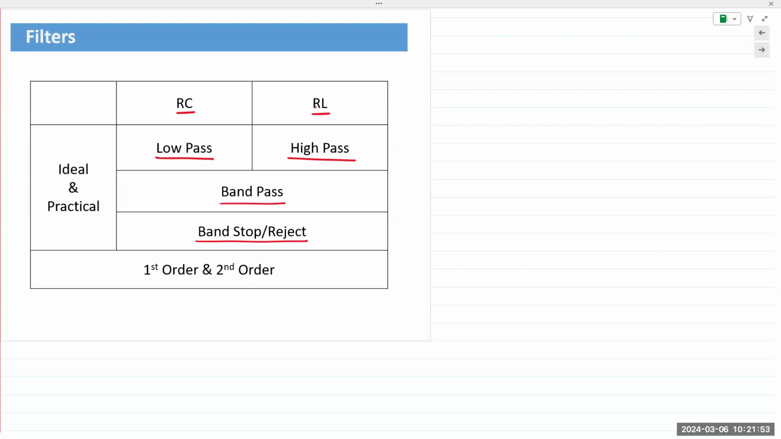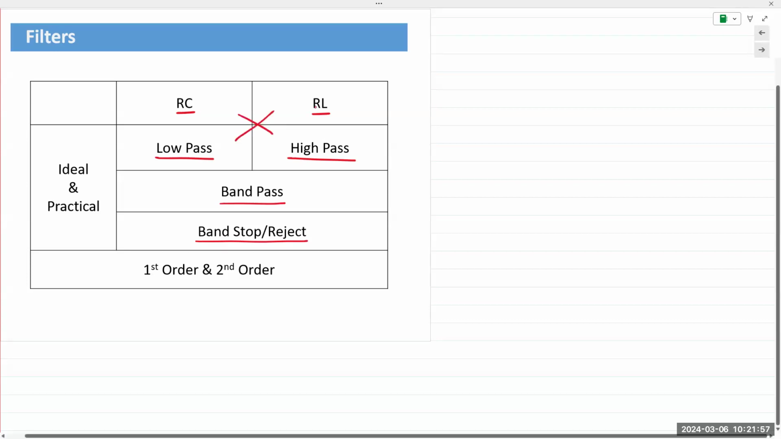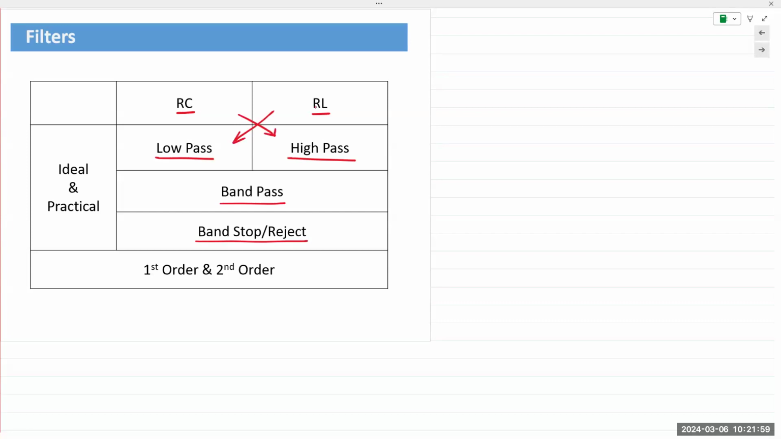So this is a cross matrix. You can have RC low pass and RC high pass, and you can also have RL low pass and RL high pass filter. 2 by 2.